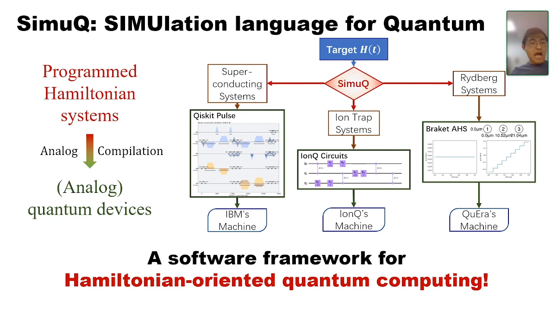For example, after programming the Hamiltonian, you can ask SimuQ to generate a QuTiP pulse program for IBM's superconducting system to execute. Alternatively, SimuQ can also generate an atom position arrangement and laser pulse schedules for QuEra's variable atom arrays. You may even generate a quantum circuit for IonQ's trapped ion systems because they only accept circuit-based inputs. In short, SimuQ is a software framework designed for Hamiltonian-oriented quantum computing.